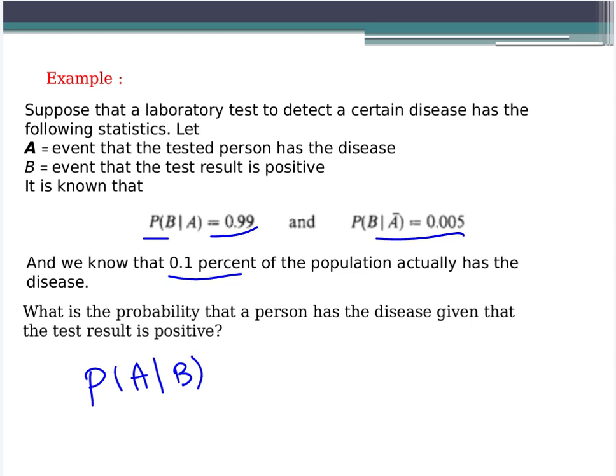Do you have my voice? Yes, Doctor, it's clear. Okay, thanks.